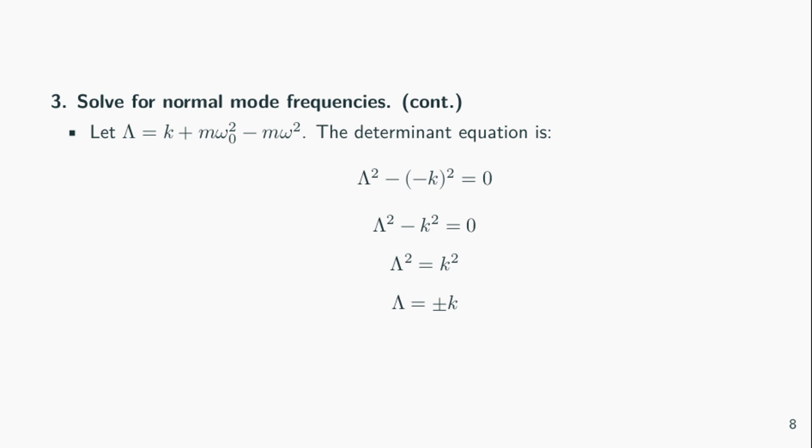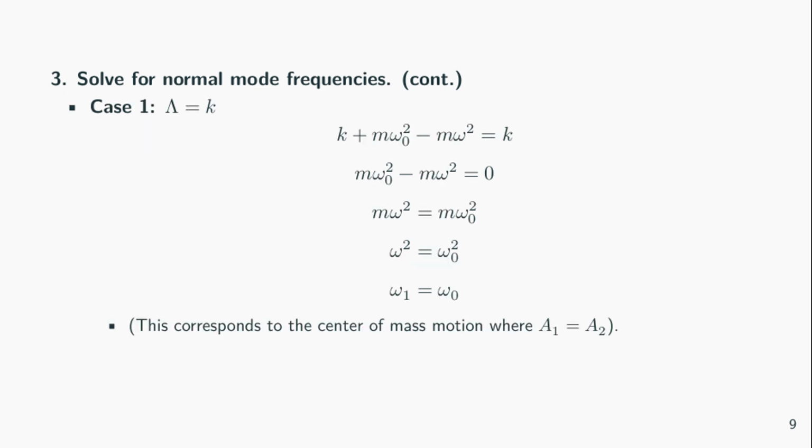This simplifies to lambda squared equals k squared. Taking the square root of both sides, lambda must be equal to plus or minus k. Now we have two cases for lambda which will give us our two normal mode frequencies. Case 1, lambda equals positive k.